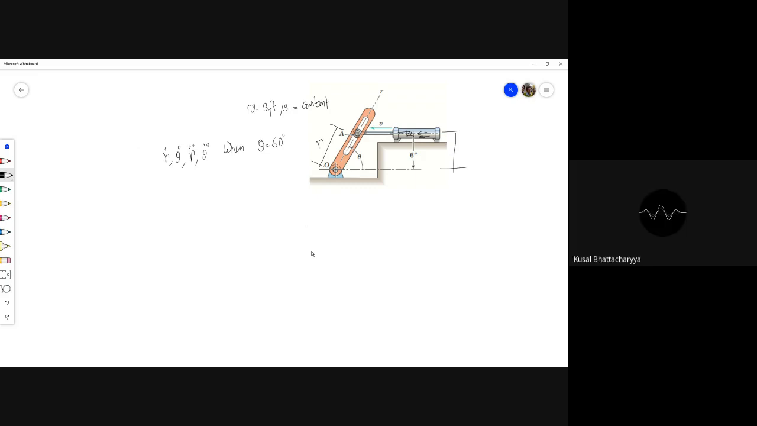Sir, I can take the velocity at point A as minus v i cap, and I can do the component division along the r and theta coordinates. That's exactly what you are supposed to do. Then, sir, along the er cap it will be r dot, and along the e theta cap direction it will be r theta dot. Yes.